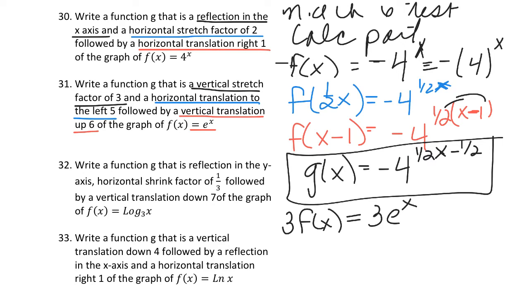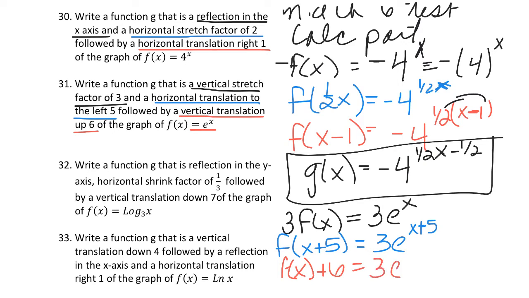Horizontal translation to the left 5, that's f of x plus 5. It's opposite with horizontals. And so that is 3e to the x plus 5. There's no coefficient on the x, so I don't have to distribute anything, but I'm really just replacing the x with that x plus 5. And then a vertical translation up 6, that's f of x plus 6. So that's 3e to the x plus 5, and then plus 6. And that's your final answer.